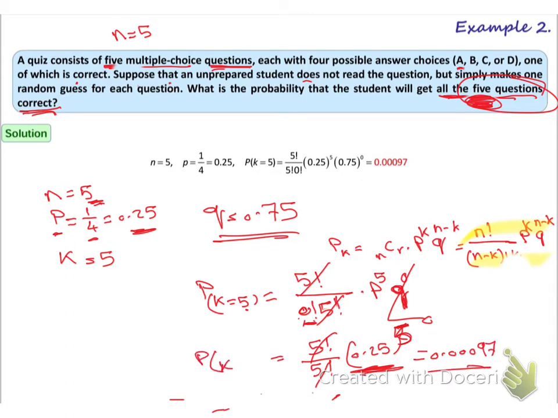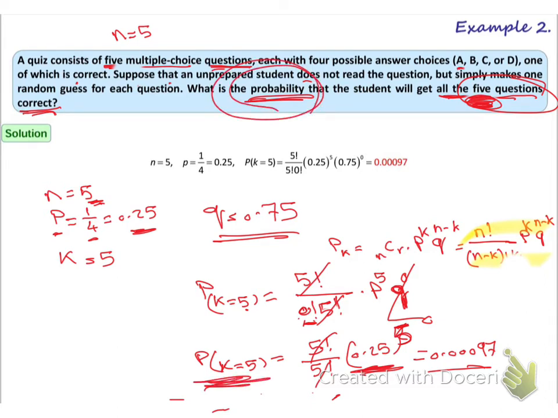Someone will say we have taken this in the combination area. What is the difference between this and the combination? This is the probability. This is not the number of ways. Permutation and the combination, we were giving the number of ways, but here we are given the probability.